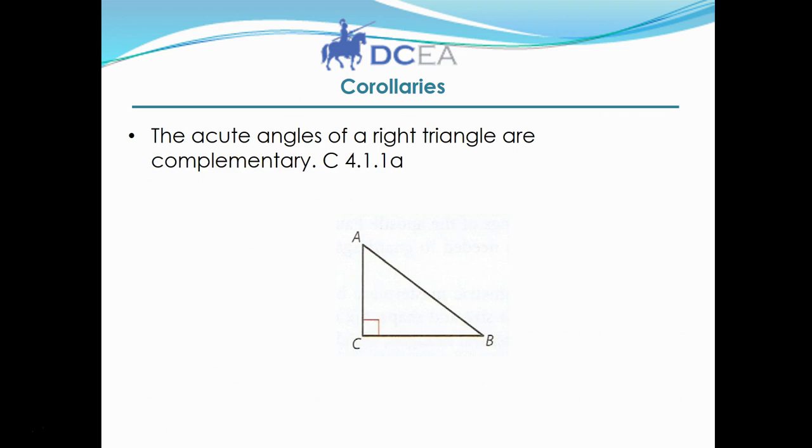There are some corollaries from this theorem. A corollary basically carries the theorem a little further. The acute angles of a right triangle are complementary. So when you have a right triangle, you have a 90-degree angle. One of the things we can figure out is that 180 degrees minus that 90-degree angle will leave us with 90 degrees.